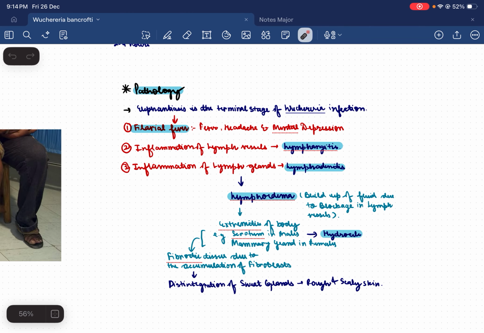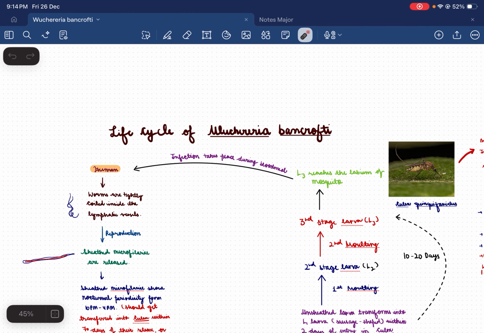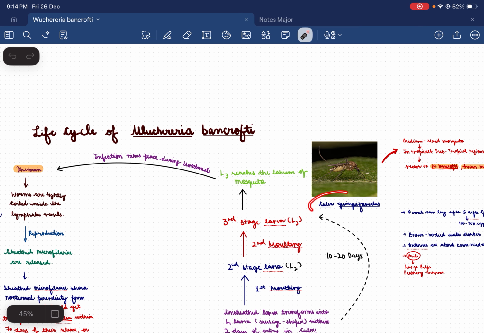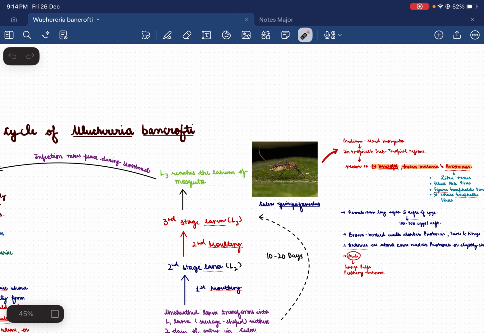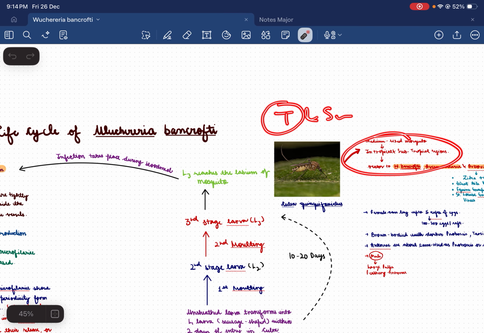Anyways, this Wuchereria infection is a neglected tropical parasite. It causes a neglected tropical disease. Now that is because Culex quinquefasciatus lives in tropical and subtropical regions, causing infections mainly in subtropical regions, for example India and Africa, etc.